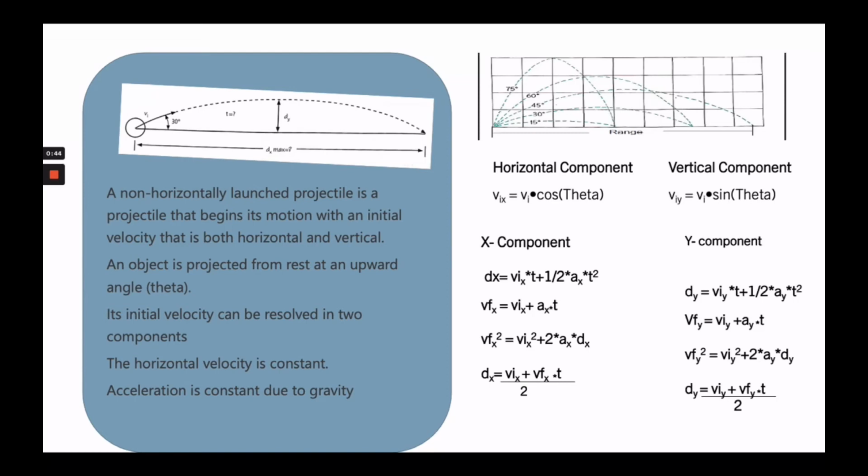Now, these are, again, the kinematic equations that we will be encountering, just like in the horizontally launched projectile. So we have here the x component and the y component. As mentioned earlier, the initial velocity is going to be for both horizontal and vertical motion. So this is how we can find the initial velocity for the x component. And this is the formula if we want to find the initial velocity for the y component.